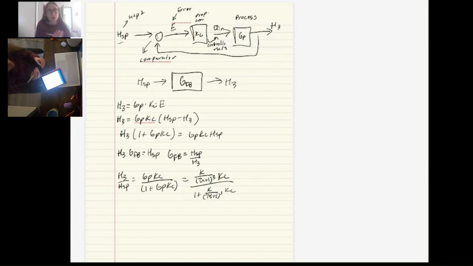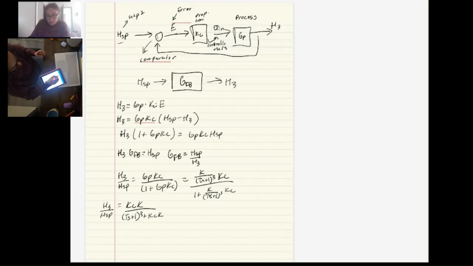Now, if we multiply our entire fraction by (tau S plus 1) to the third, then we can get it out of the denominator and some of the other fractions in there, to make it look cleaner. So at the top, we have KcK, which is H3 over the height set point. We have KcK over (tau S plus 1) to the third plus KcK as well.